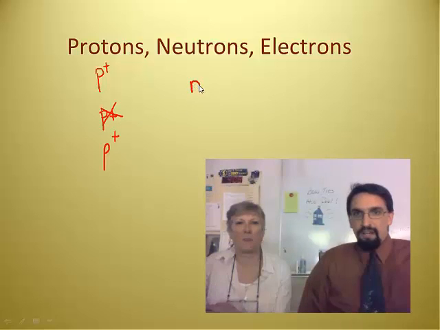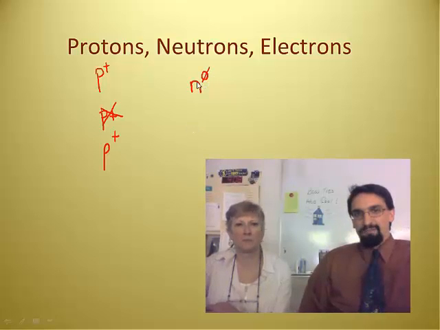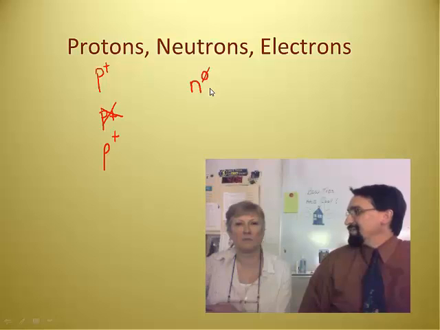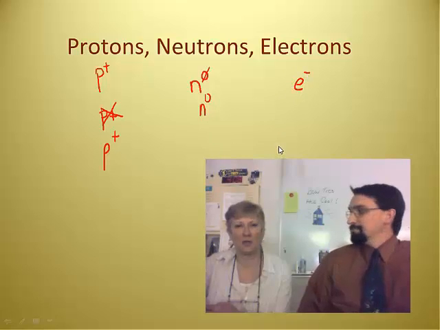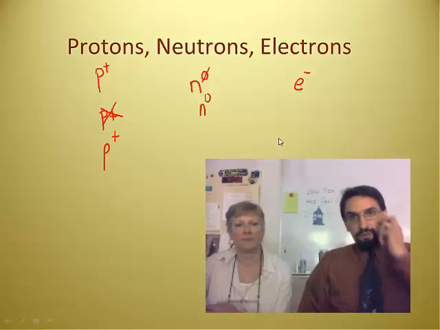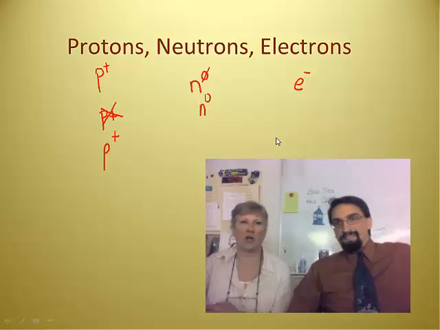Neutrons are N with a 0 up at the top there. Now, some people like to just draw the 0. I sometimes write a slash through my 0. It's part of computer programming, but it doesn't really matter. Most people do it this way. And then electrons are like this. So we got three ways to abbreviate protons, neutrons, and electrons.